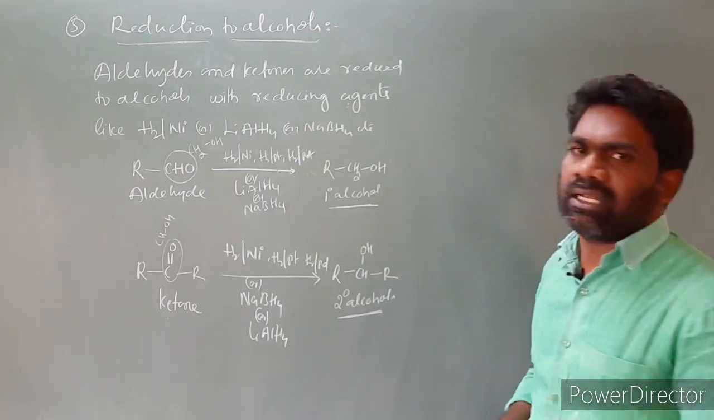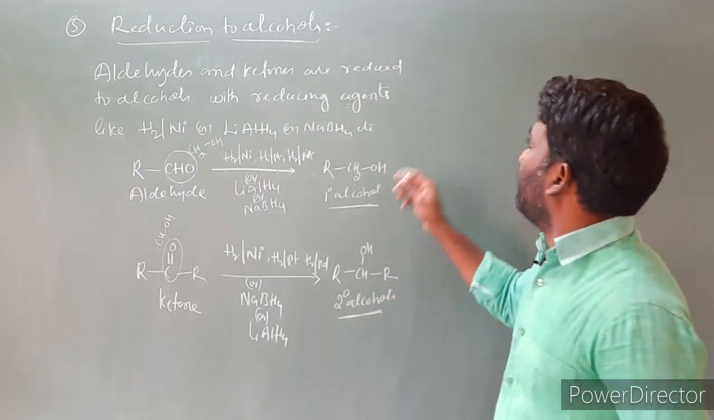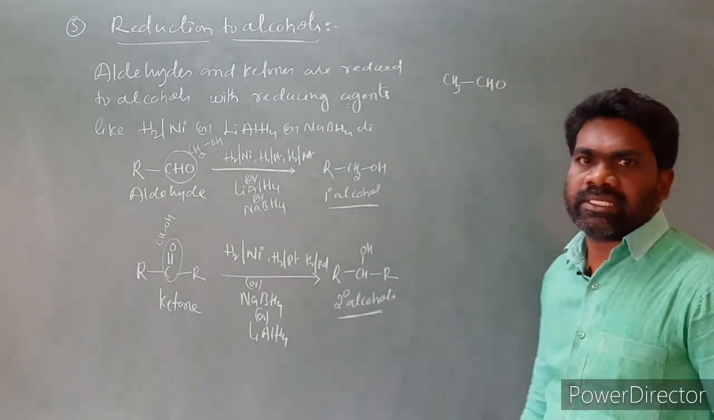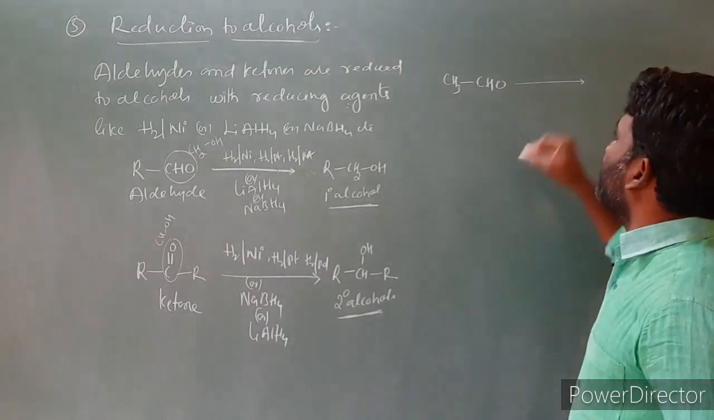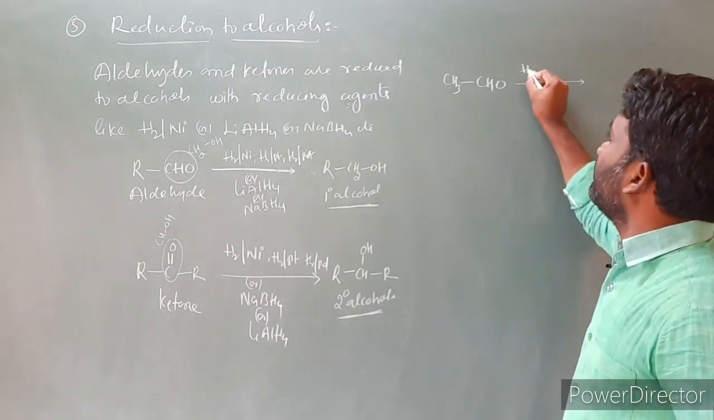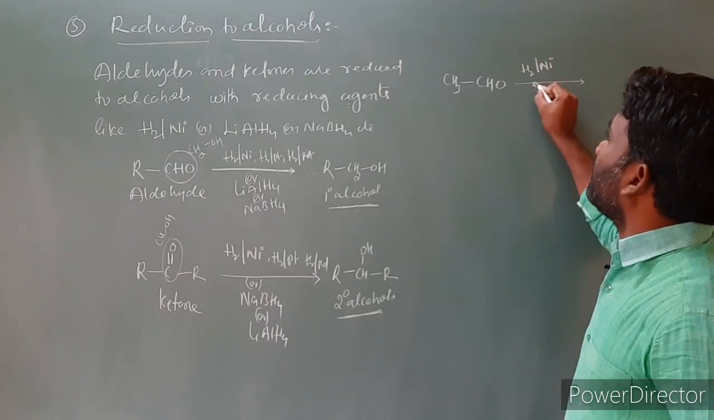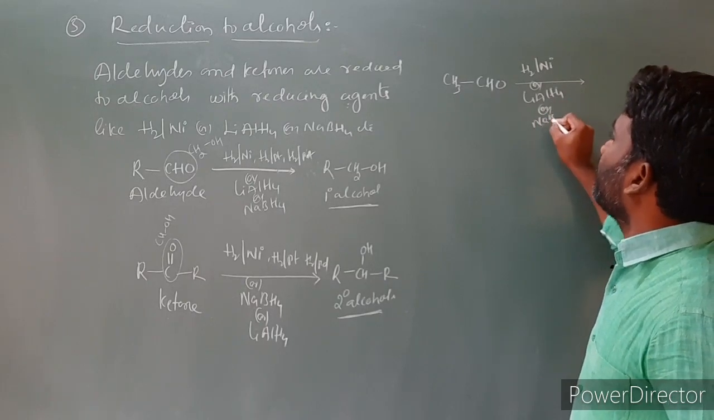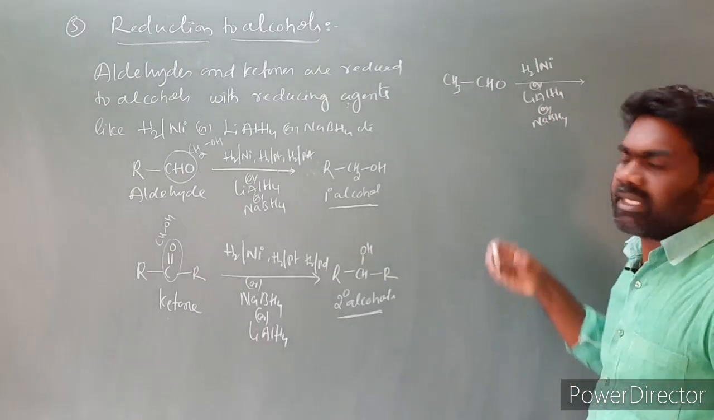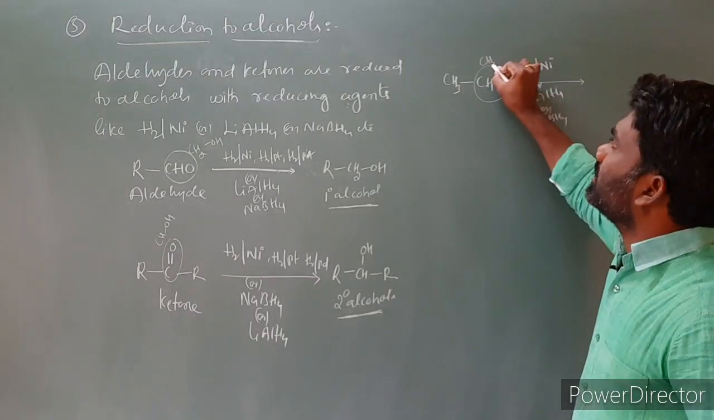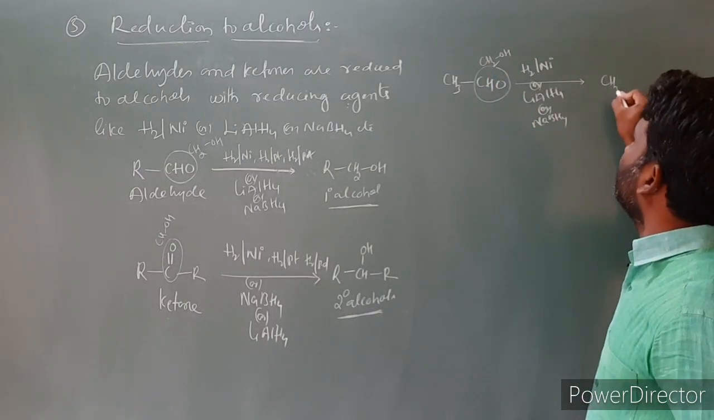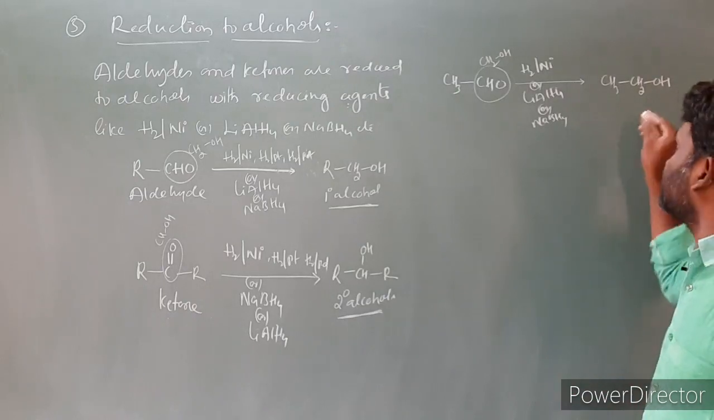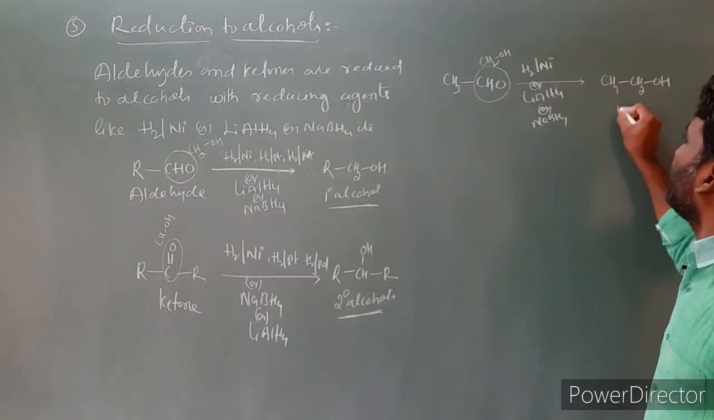Now let us take some general examples for these reduction reactions. I am taking an example, CH3CHO. What is this compound? An aldehyde. I am treating this with H2 by Ni, or you can use lithium aluminum hydride, or sodium borohydride. Then the CHO group converts into CH2OH, and the product is CH3CH2OH. What is this? A primary alcohol.